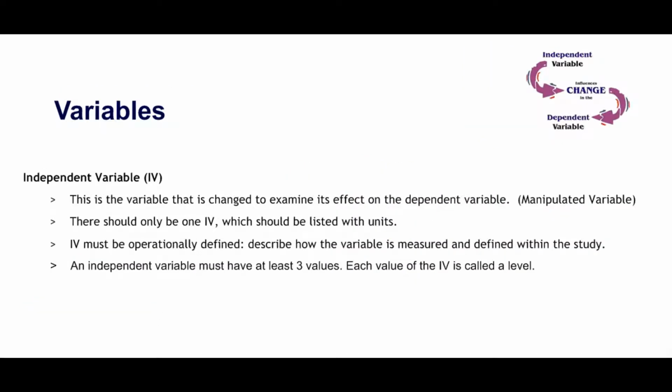All right, variables. There's independent, dependent variables. There's also your controlled variables. So the independent variable is the manipulated variable. You should only have one independent variable and make sure you include units. And it must be defined. Describe how the variable is measured and used or defined within the study. And you must have at least 3 values, or also known as 3 levels of your independent variable. And I'm going to give you an example of that near the end of the video.